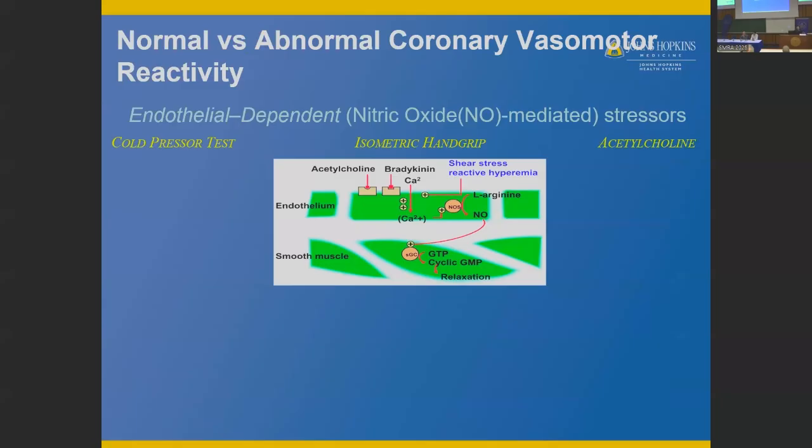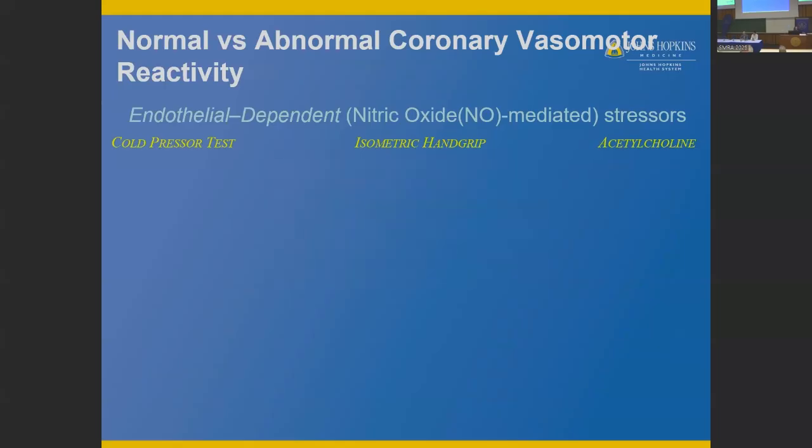Now, the way we can measure it easily in humans is by giving someone an endothelial-dependent stressor, which is defined by nitric oxide-mediated responses. One can use cold pressor testing or isometric hand grip exercise, which initiates shear stress and causes the endothelium to release nitric oxide, which then leads to a signaling cascade that incites cyclic GMP and vascular smooth muscle relaxation. In the cath lab, typically acetylcholine is used intracoronary for the same results.